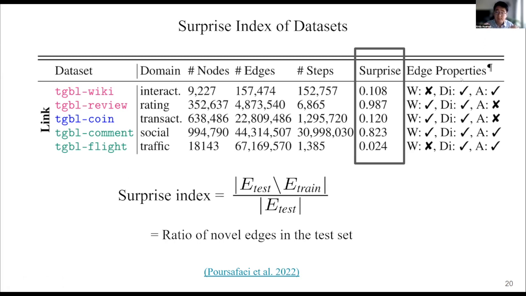So first, I want to discuss the surprise index, which is defined as the ratio of test set edges that you don't observe in the training set. So in some sense, these are basically novel or inductive edges you have in the test set. And with a high surprise index, you can imagine that it might be more difficult for the models because they haven't seen these edges appearing before in the training set. And we see that for the TGB datasets, there are some datasets with higher or lower surprise index.